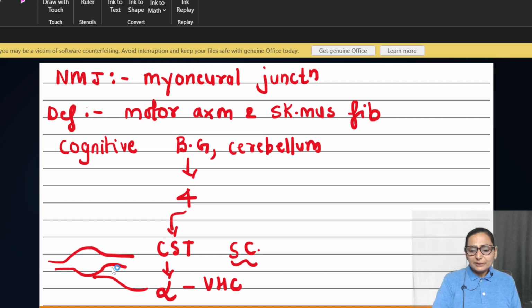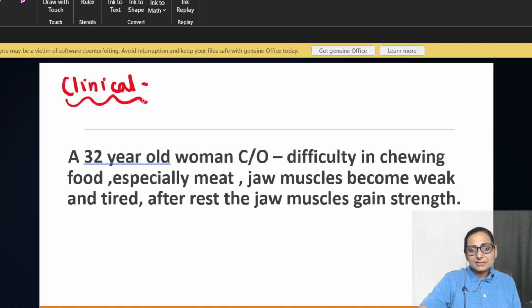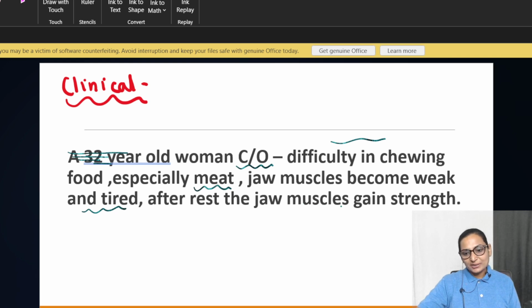Now let us take a case history, because you know that nowadays you get clinical based questions. So let's begin with a case history. The history says that there is a 32-year-old female who is complaining of difficulty in chewing food, especially with meat. That means where more energy is required for the jaw muscles to chew the food, right? And when she is chewing, the muscles get weak and tired. However, when she takes rest, she gains strength.